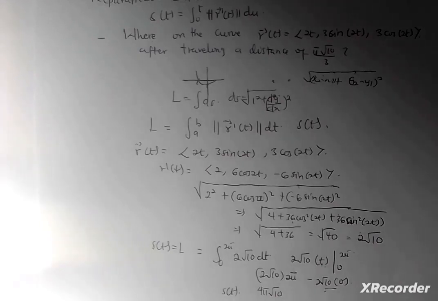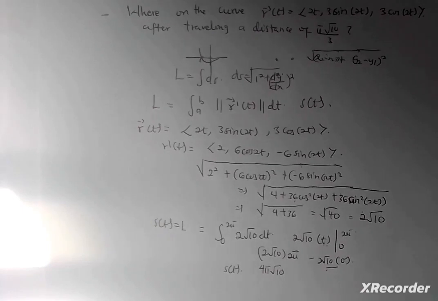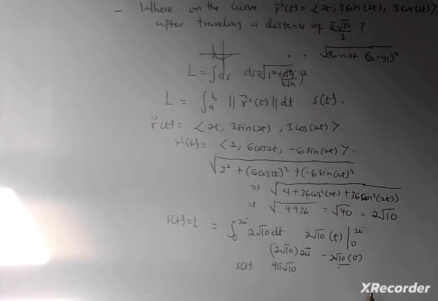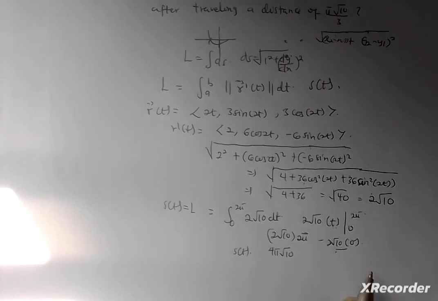Reparameterization is just a nice concept which helps us to find the point on a curve after passing a particular distance. So all that we are going to do is reparameterize our function from r of t to a function of a distance, so that we can substitute a distance to get the particular point we have reached at that distance. Let's solve the question so that you understand it properly.